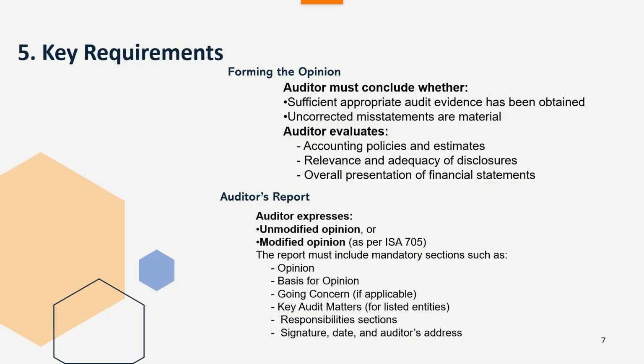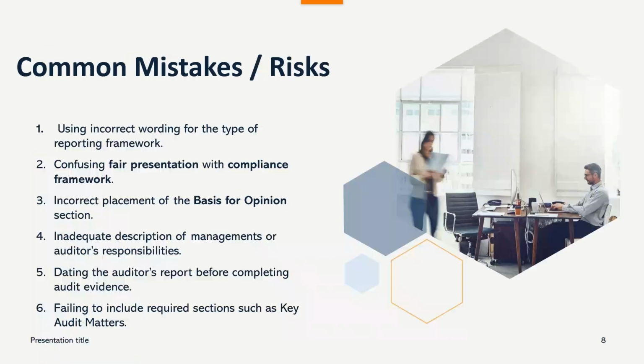And the other key requirements which are really important are the mandatory sections, which we can say are: opinion, basis for opinion, going concern section if applicable, key audit matters, responsibility section, signature, date, and auditor's address. ISA 700 is very strict about the structure and wording of the report, so the auditor must follow it clearly.